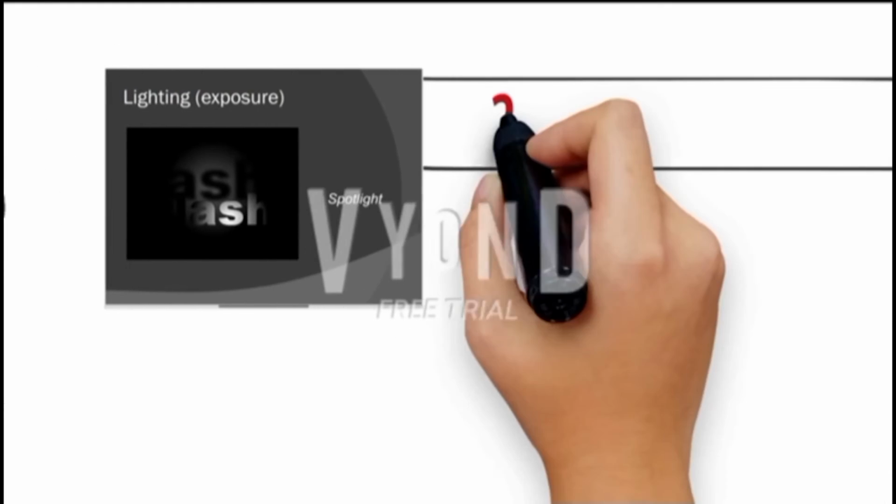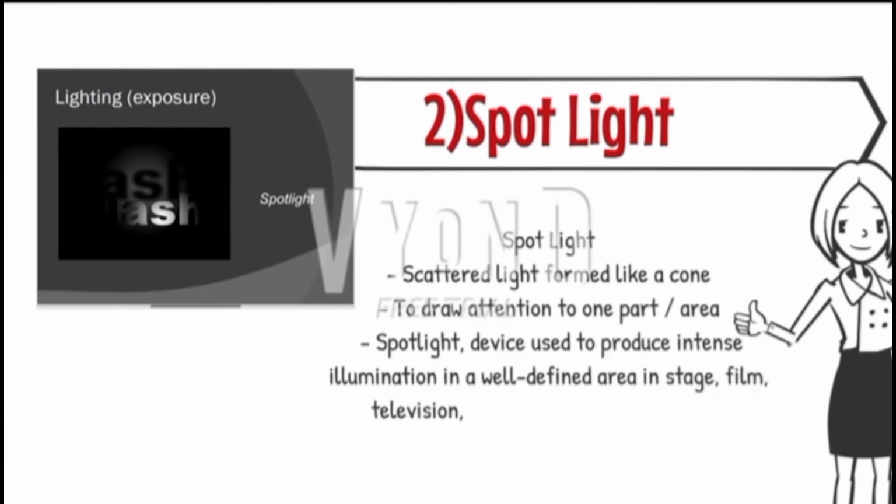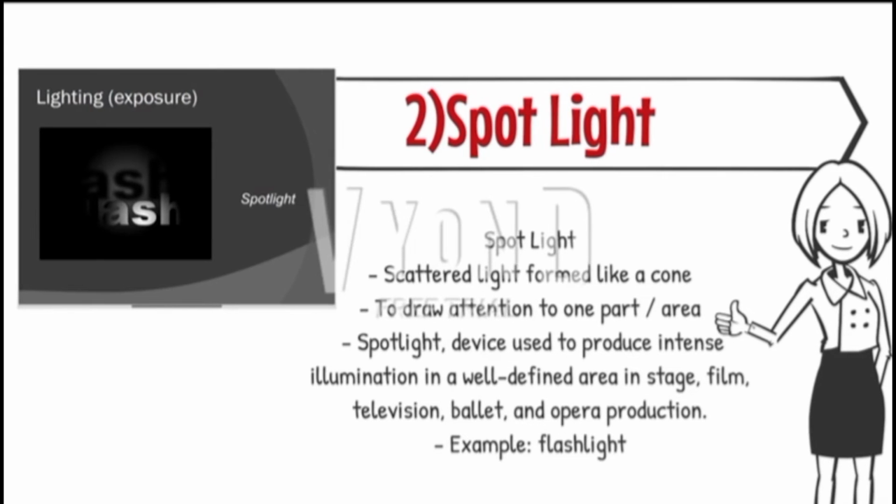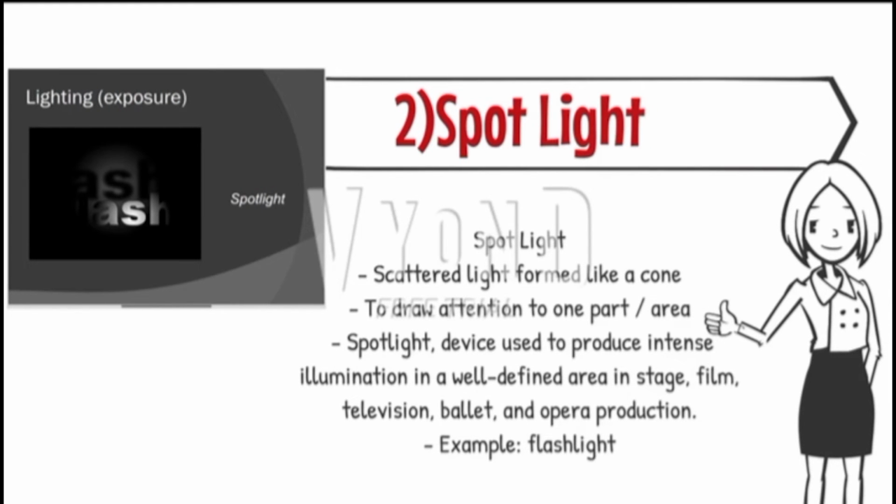Second, spotlight. Scattered light forms like a cone to draw attention to one part or area. Spotlight is a device used to produce intense illumination in a well-defined area in stage, film, television, ballet, and opera production. Example, flashlight.